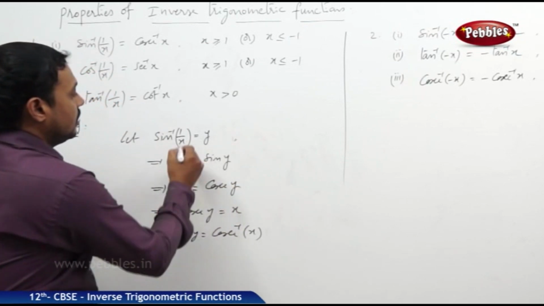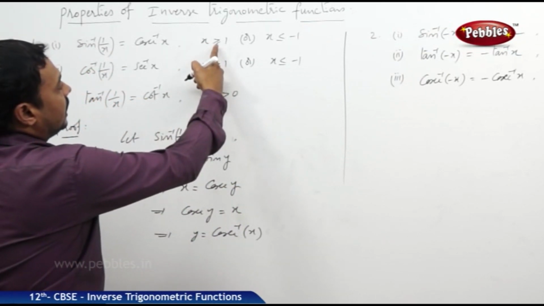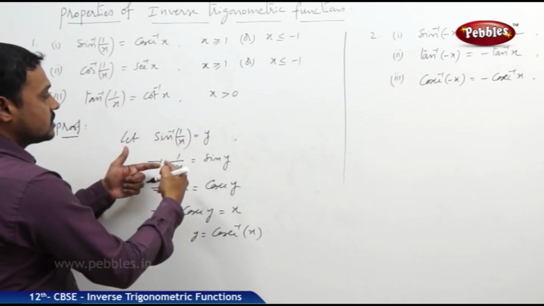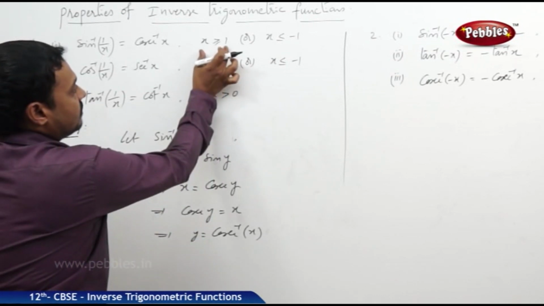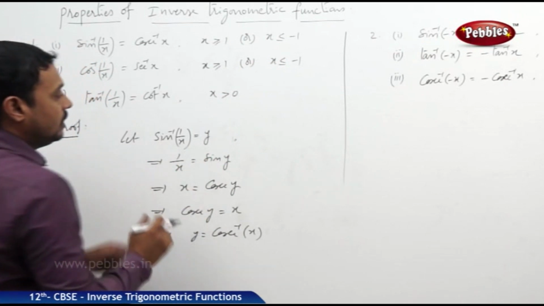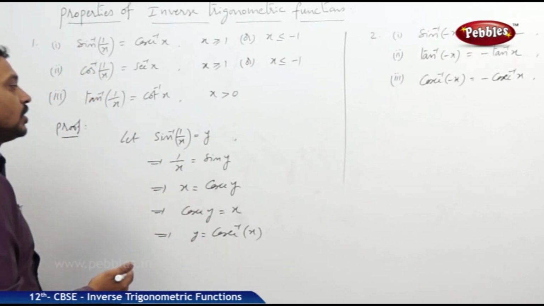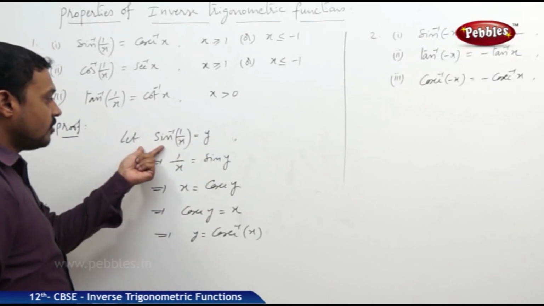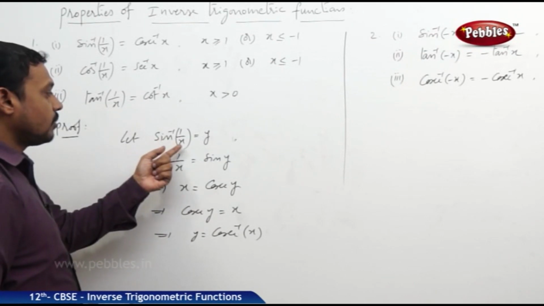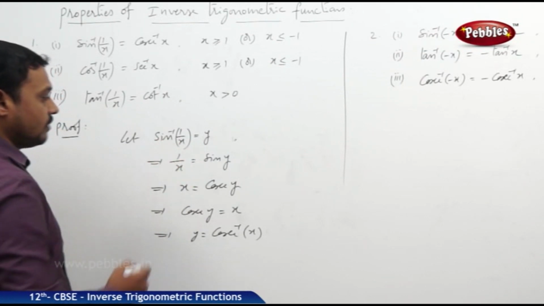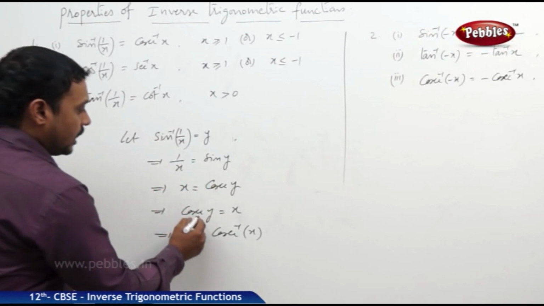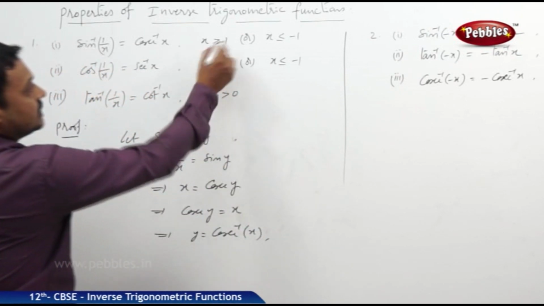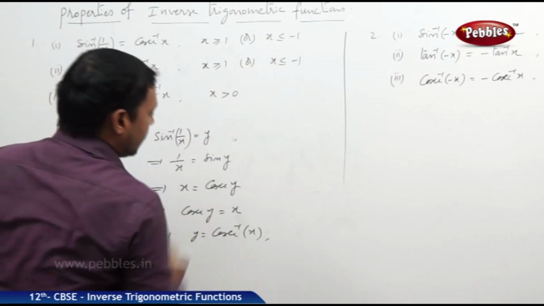Since x is greater than or equal to 1 or less than or equal to minus 1, 1 by x belongs to the interval minus 1 to 1. When x is not in the interval minus 1 to 1, then 1 by x always lies in that interval, so that the sin inverse property exists. So according to the inverse function definition, sin inverse of 1 by x is equal to y means 1 by x is equal to sin y. Therefore, x is equal to cosecant y, and cosecant y is equal to x means y is equal to cosecant inverse x, for every x greater than or equal to 1 or less than or equal to minus 1.